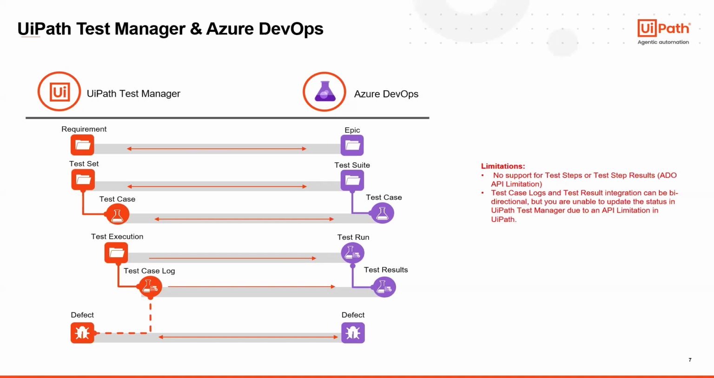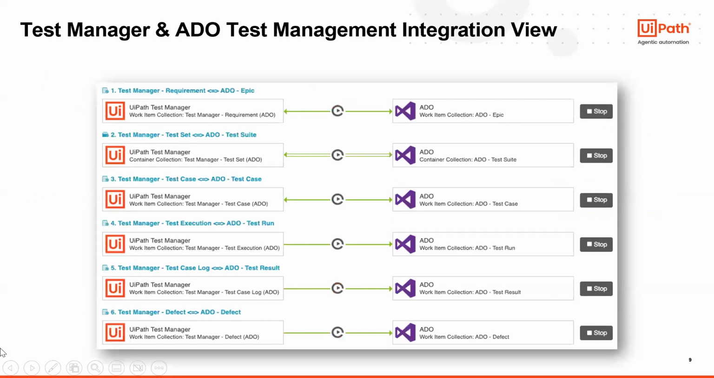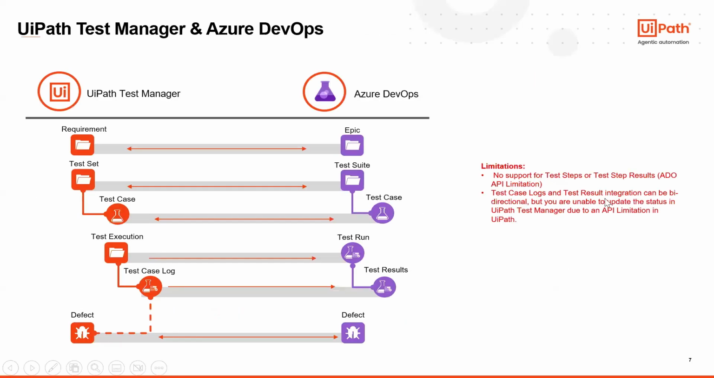UiPath Test Manager Connect supports the bidirectional. If you see here the limitation, it supports the bidirectional, but the only problem is that the UiPath Test Manager APIs have a limitation that the status cannot be updated. That's why it is only supported in one direction. So what we are implementing here is UiPath Test Manager test execution and test case log synchronization, and also the defect. If I raise a defect in UiPath Test Manager, how is it created in Azure DevOps?